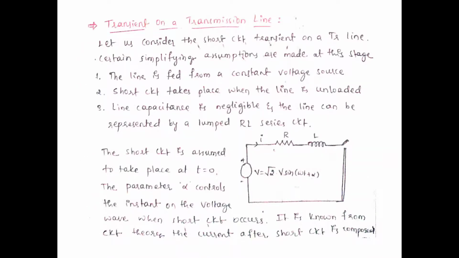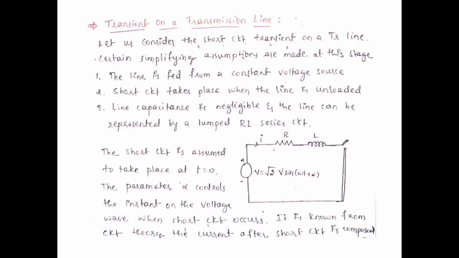Okay, the next topic: transients on the transmission line. It means resistance and inductance through the fault. Let us consider short circuit transient in the transmission line. Certain simplified assumptions are made. What are the assumptions? First assumption, the line is fed from a constant voltage source.